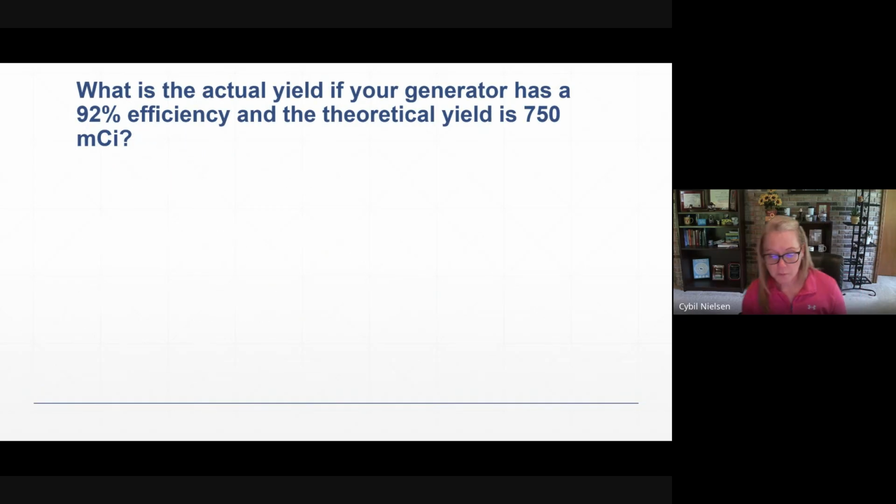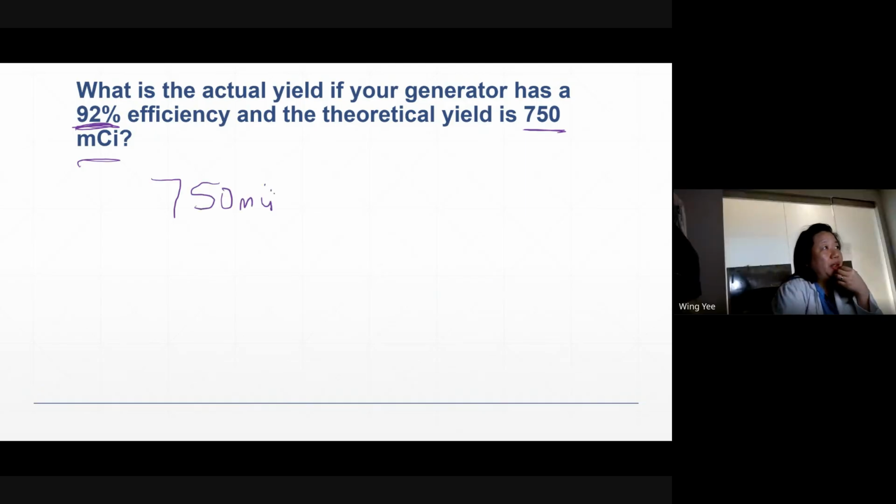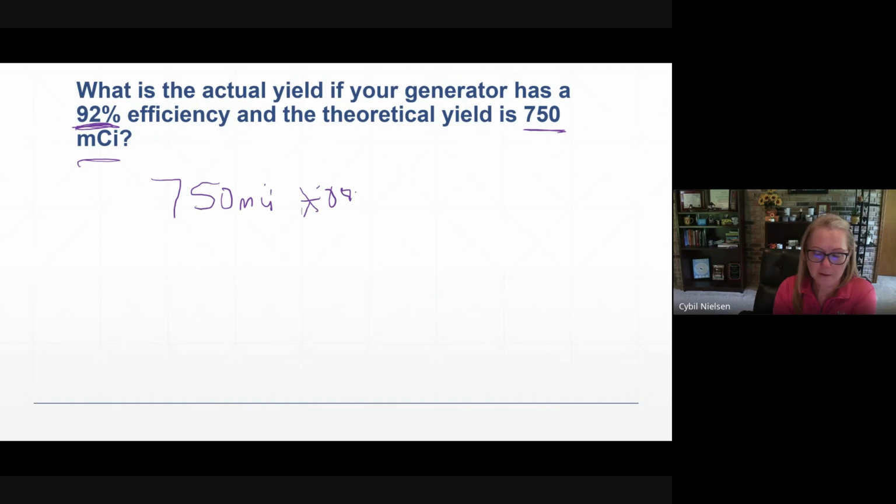So these problems are a little bit easier. What is the actual yield if your generator has a 92% efficiency and the theoretical yield is 750 millicuries? How would you figure that out? Multiply by 0.92. Yes, very good. And so that comes out to 690 millicuries.